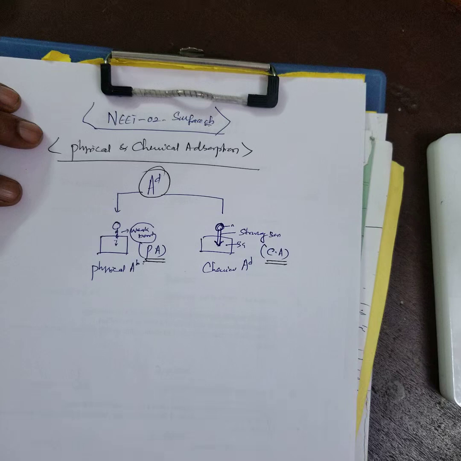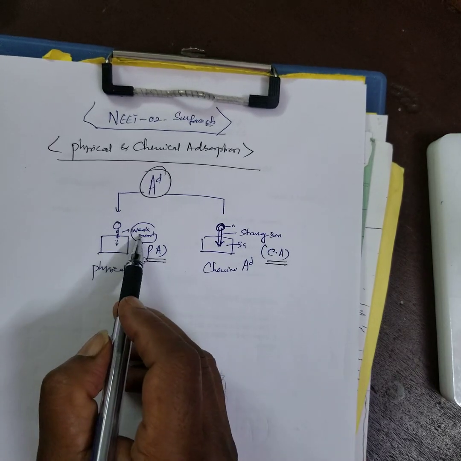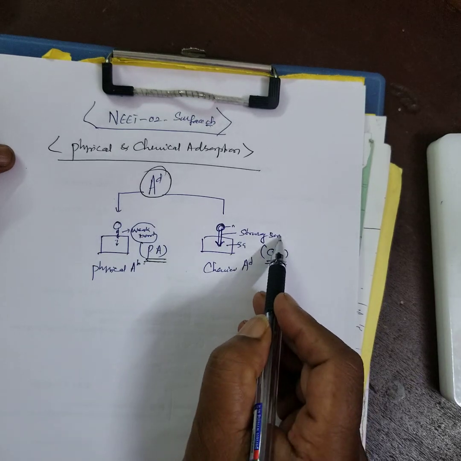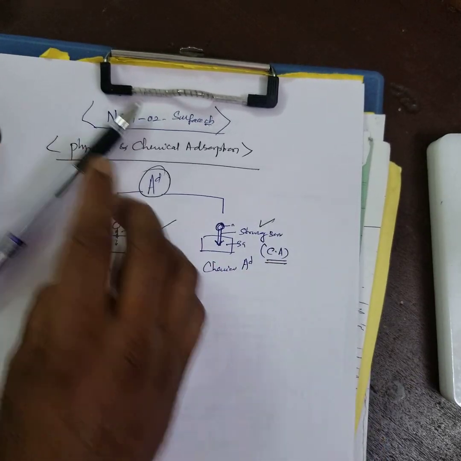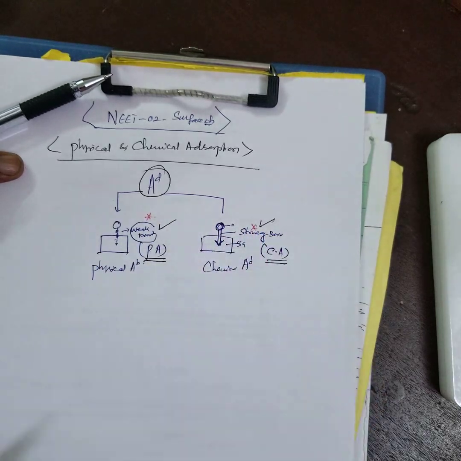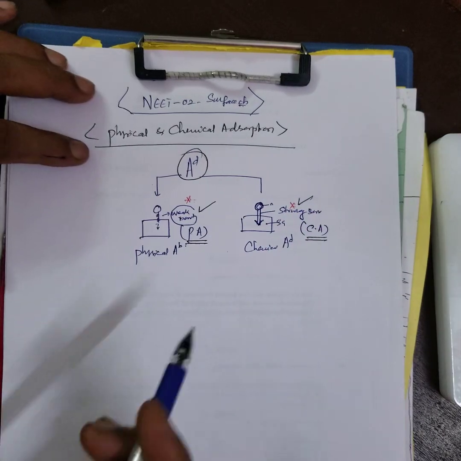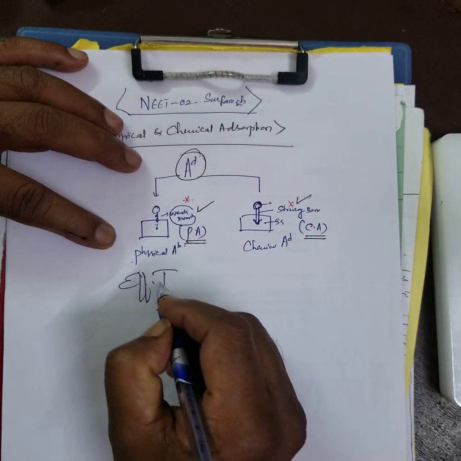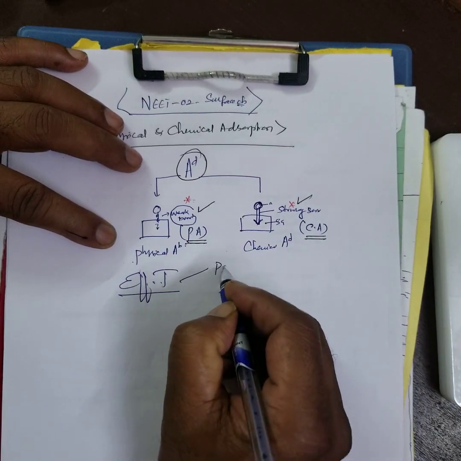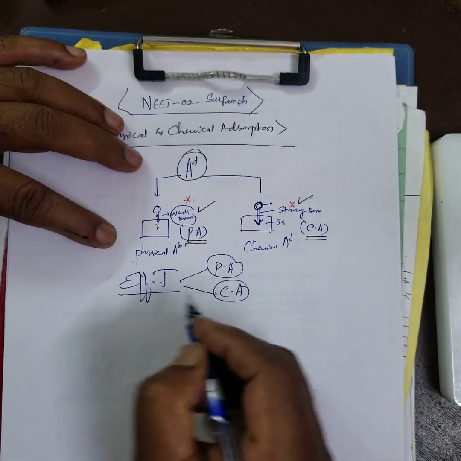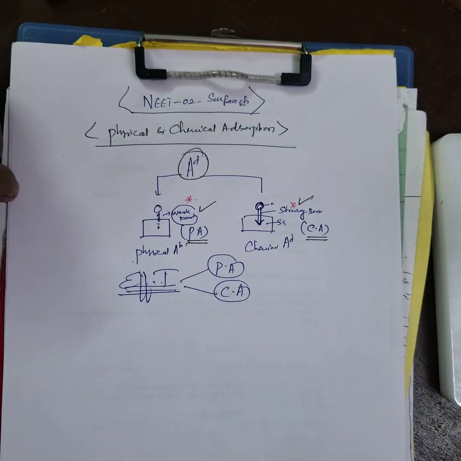Now, here the bond is a weak bond. Here it is a strong bond. You have to remember this. Right? These are very, very important things, right? Let us study the effect of temperature on physical adsorption and chemical adsorption. What is the effect of temperature?